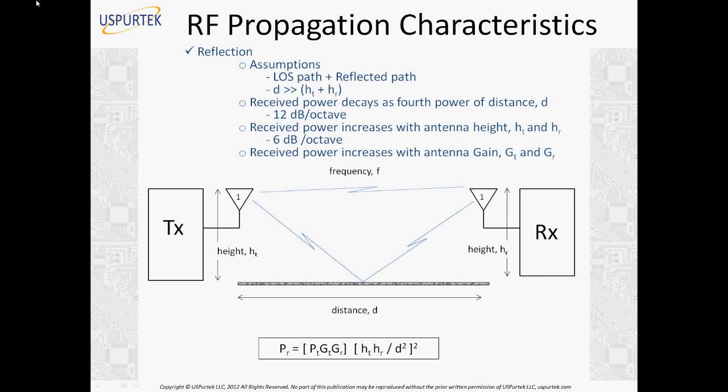Received power increases with antenna height. So this is in our favor. How do we overcome this loss? We increase the height of the antenna. If you double the height of the antenna, you get a gain of 6 dB in power level. And also received power increases with antenna gain, of course. You get more gain on the transmit antenna, or more gain on the receive antenna. You get more power.